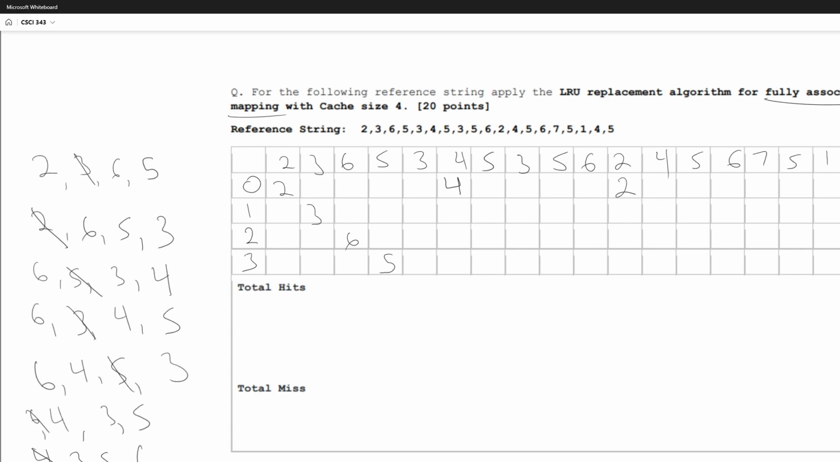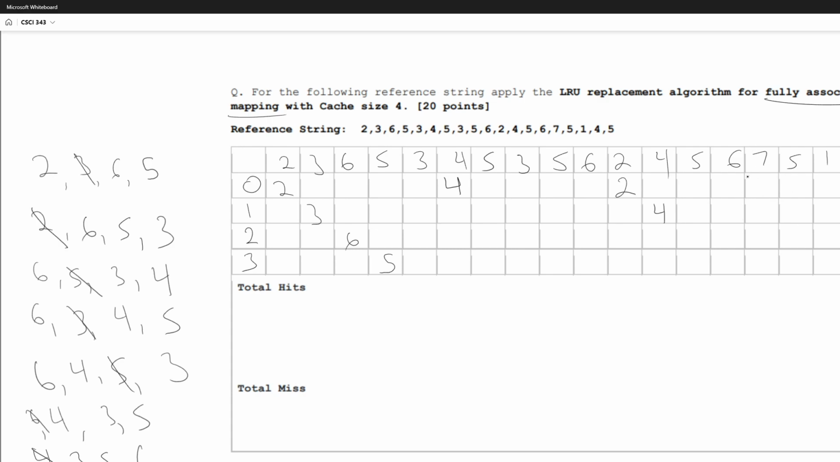Now 4 is going to be a miss, so replace 3. So 5, 6, 2, and 4. 4 will go here. 5 is a hit, so move this to the front: 6, 2, 4, 5. 6 is a hit. I'm just going to put it on the right side. So 2, 4, 5, 6.